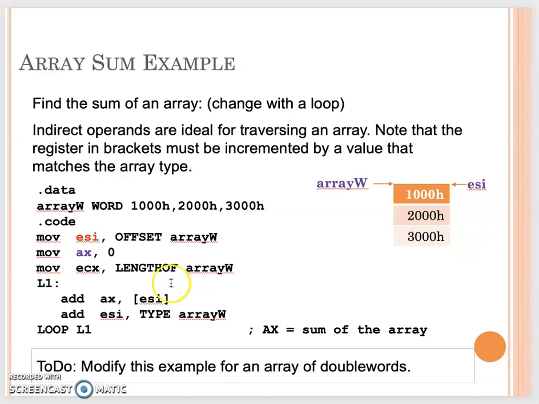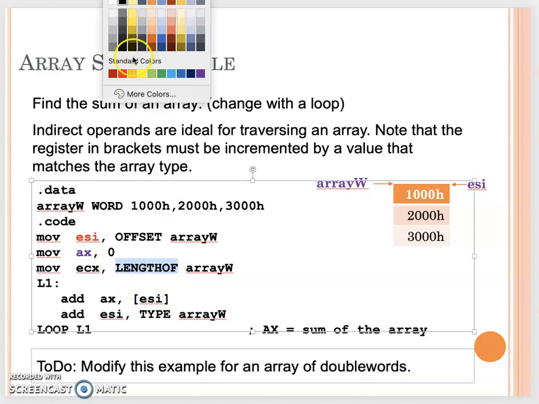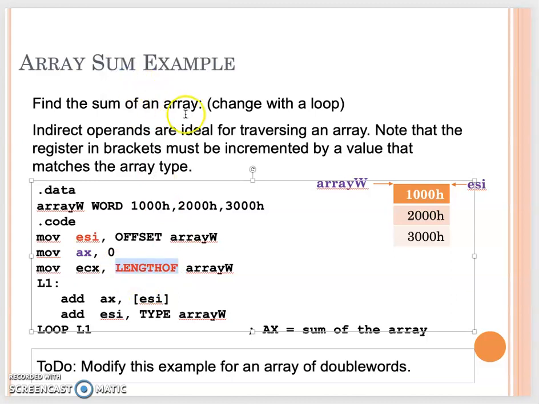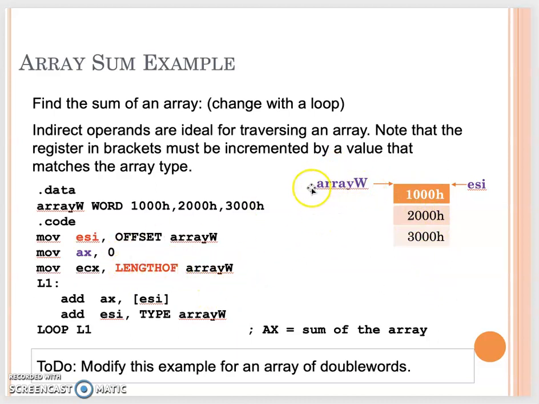Did you remember before, how should we know the size of the array, the number of elements? Right, so now we can use the LENGTHOF operator. When you use LENGTHOF, I don't need to know how many elements this array has. I just need to apply the LENGTHOF operator to this data label. Then I know how many times I need to add the ESI value to AX.